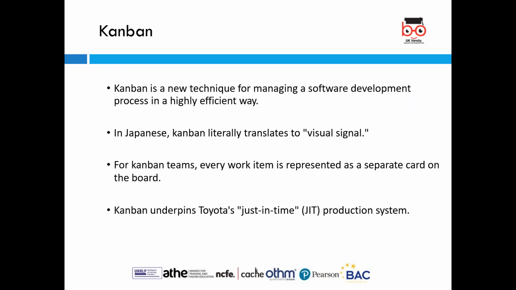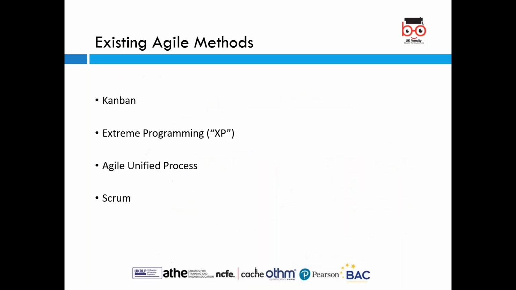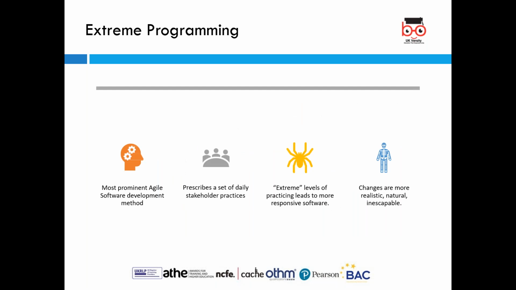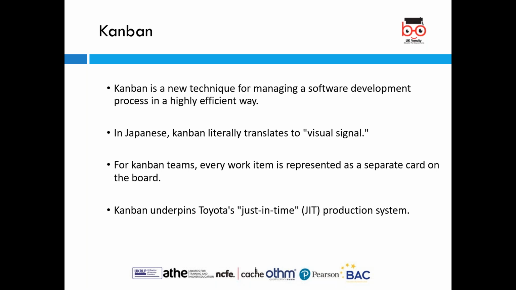So for the lightweight approach, I think you already know that. It's simply working with tools, and these tools are, for example, Scrum and Kanban, which are the most famous ones. And then there is extreme programming. Existing models are Kanban, extreme programming, Agile Unified Process, Scrum.